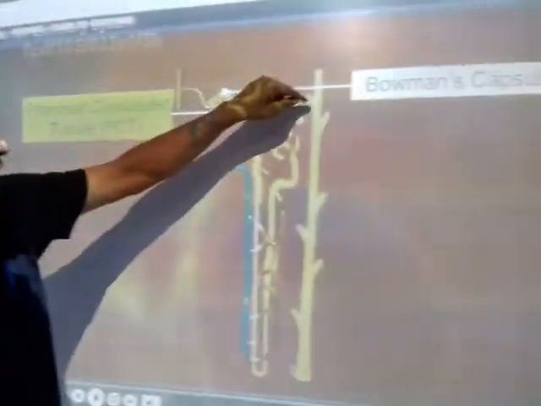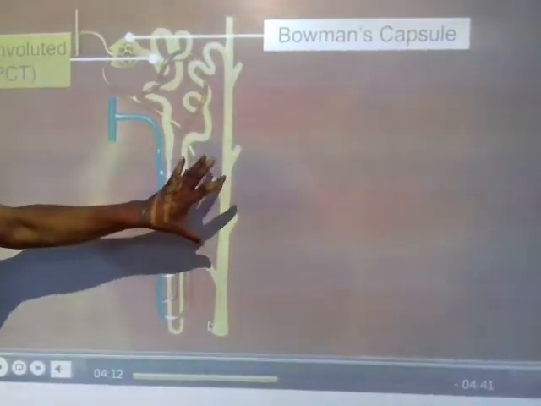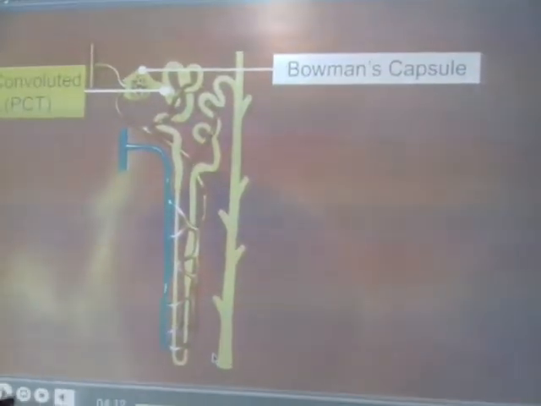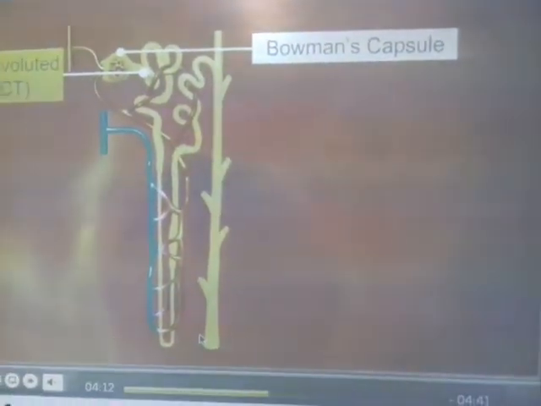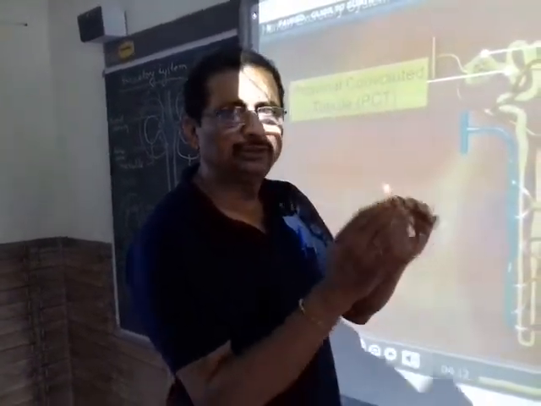Now this distal convoluted tubule is connected to several ducts of this type which are called the collecting ducts. And the collecting ducts again combine to form the duct of Bellini, and the duct of Bellini goes into the pelvis area of the kidney, and there it throws the urine.